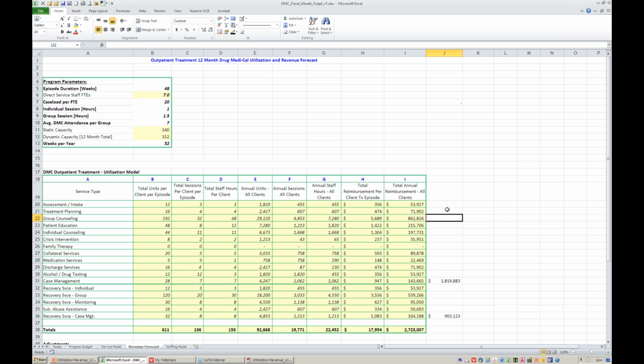So I think group is something you want to keep your eye on, because that's a service where your staff are working most efficiently, where group counseling is sort of the basis for a lot of the work we do, and you simply cannot make enough money doing individual counseling because it takes a lot of time.